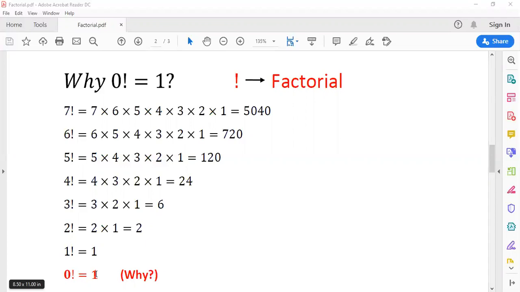1 factorial equal to 1. 0 factorial equal to 1. Why? In the last part, we will learn about it.